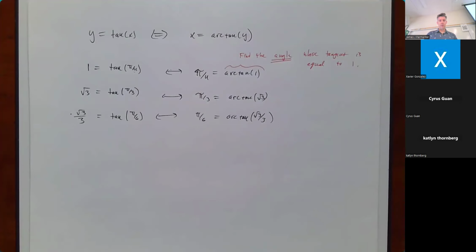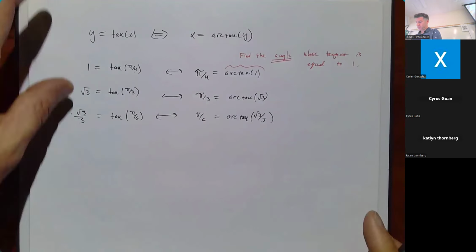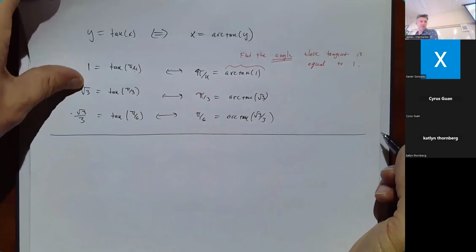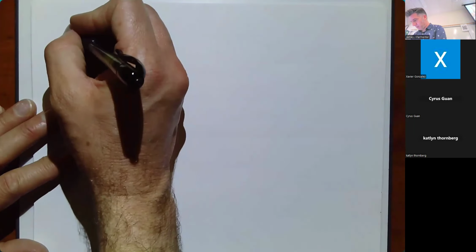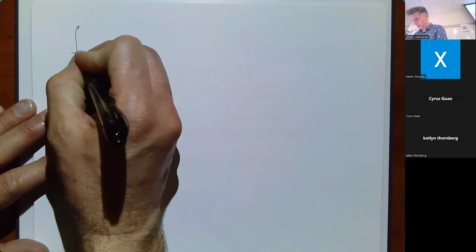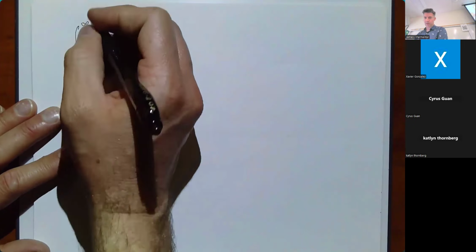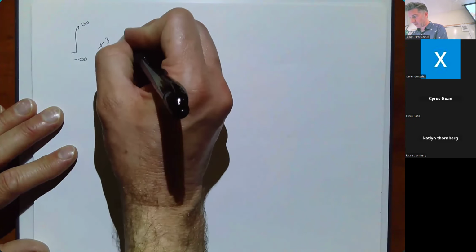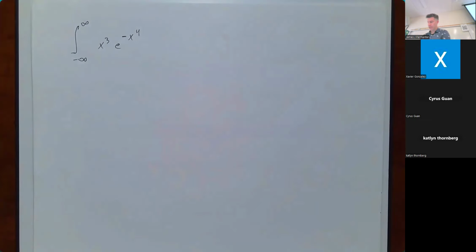Okay, so let's look at one more example in this genre, and then we'll talk about the type 2s. Do I have enough room here? It's debatable. Let's look at this. What if both limits are either infinity or negative infinity? Like the integral from negative infinity to infinity of x cubed e to the negative x to the 4th dx.